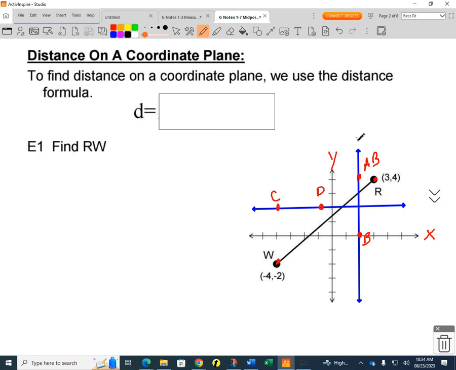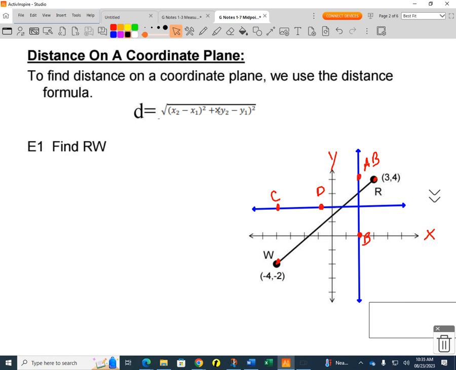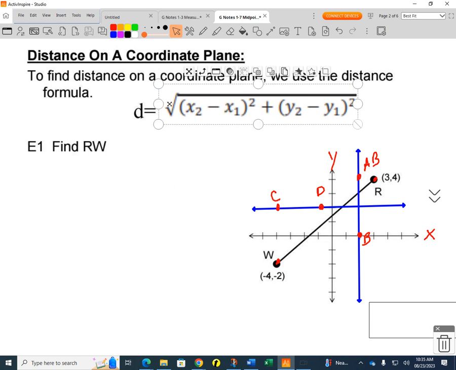So if you have a vertical line or a horizontal line, we can just count. But if we have one that has a slope of anything other than undefined or 0, then we have to use this distance formula. And this is the formula. I'll make it bigger for you. So it's the square root, parentheses, x subscript 2 minus x subscript 1.